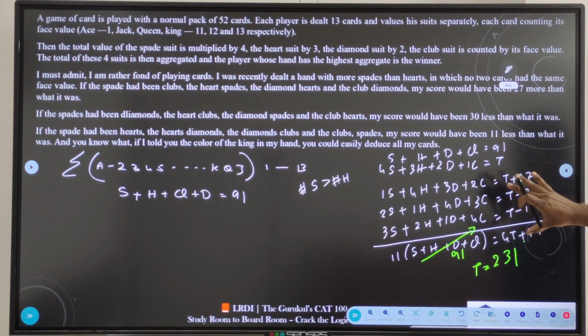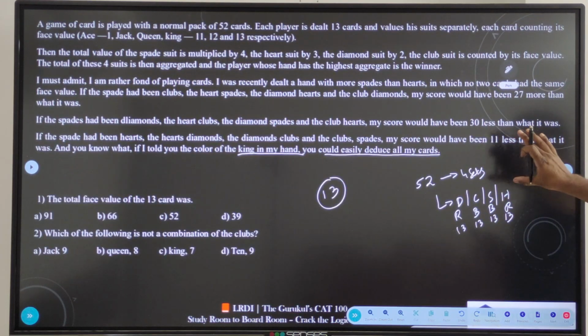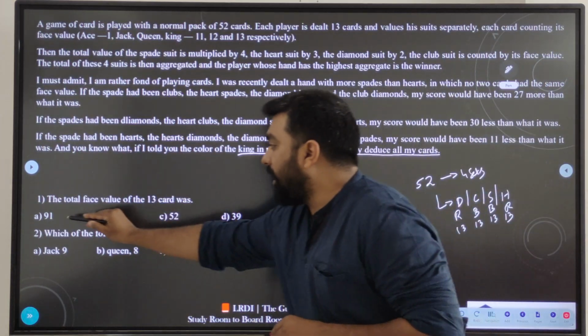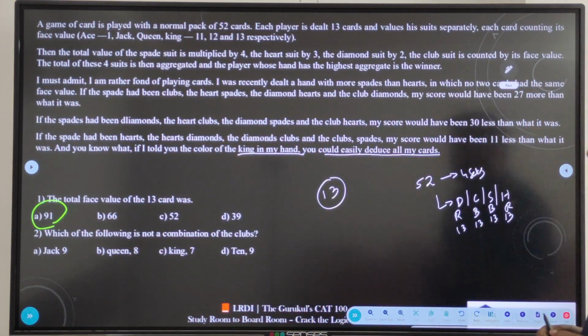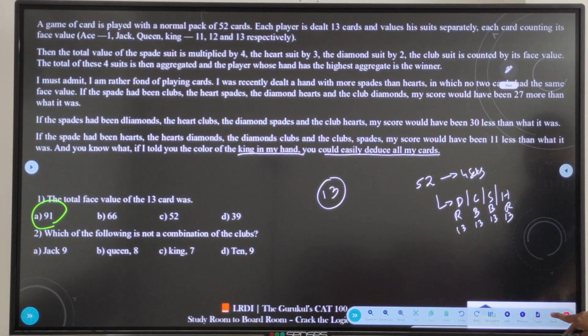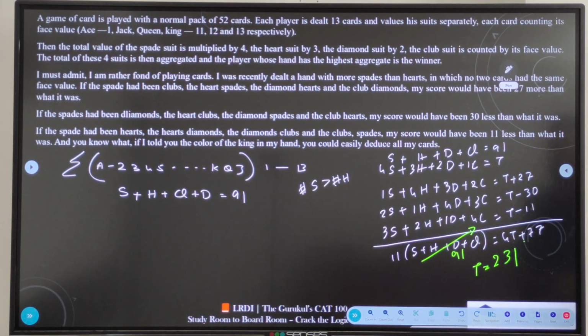Now if you stop the problem over here, it's already a little bit lengthy. Just find out, are they talking about anything? 13 cards, sum equal to 91. Which of the following is not the combination of the clubs? Okay, let's leave it over there. So t equal to 231. Now if t equal to 231, can I go back and find the sum of spades, hearts, diamonds and clubs individually? Try to do that.